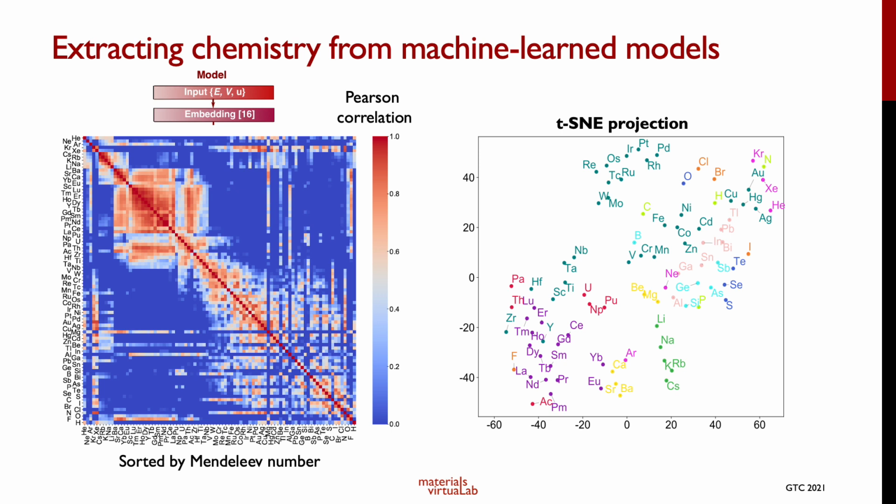And you can also see that in the t-SNE projection, where chemically similar elements, which are colored similarly in this graph, tend to be clustered together in the t-SNE plot.